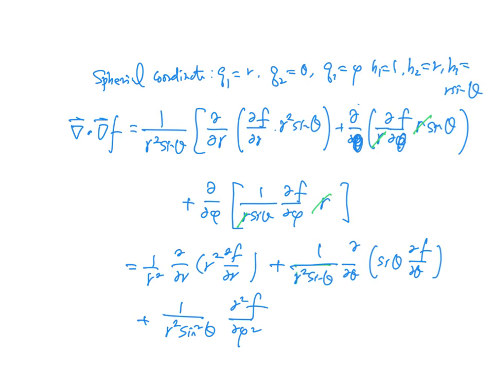So in the quiz, I will give you some functions in r theta phi or rho phi z, and then ask you to calculate curl, gradient, and whatever. I think I have really gone really fast.